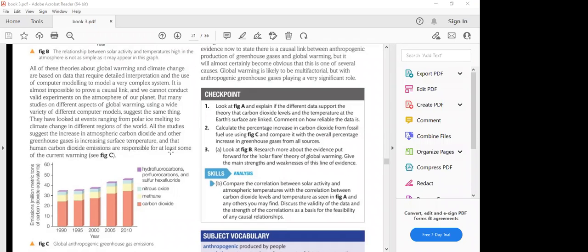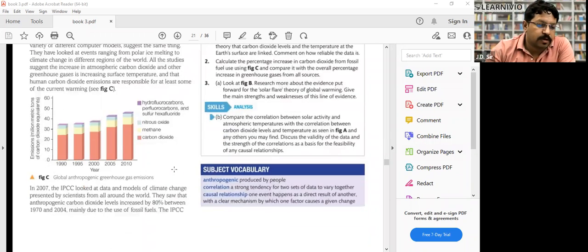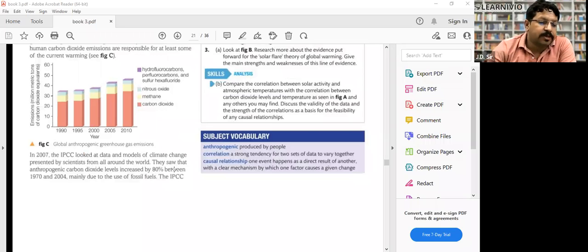Okay, so what is next? All these studies suggest that increasing atmospheric carbon dioxide and other greenhouse gases are responsible for at least some of the current global warming. In 2007, the IPCC looked at the data and models of climate change presented by scientists from all around the world. They show that the anthropogenic carbon dioxide level increased by 80% between 1970 and 2004. Right? That means in the last 3 decades, and due to fossil fuel.